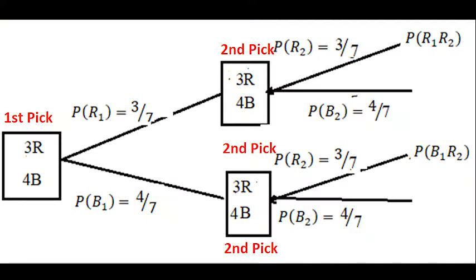Therefore, the possible outcome of picking a red pen in the second picking is either a red first and a red second, or a blue first and a red second.